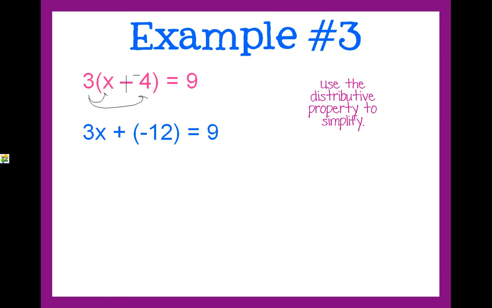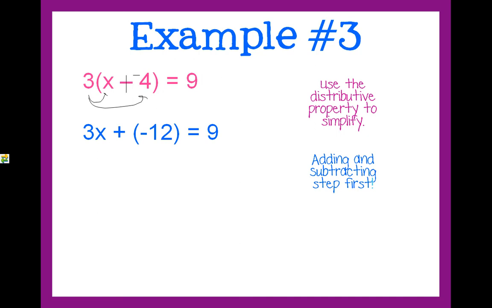So if we clean it up, that leaves us with 3x plus the -12 equals 9. It could also say 3x minus 12 equals 9. Either one. Now we're going to solve doing our adding and subtracting step first. Like I said earlier, you've got to get rid of that 3, and you've got to get rid of that -12 to get x by itself. Right now that -12 is farther away and easier to grab and take away.